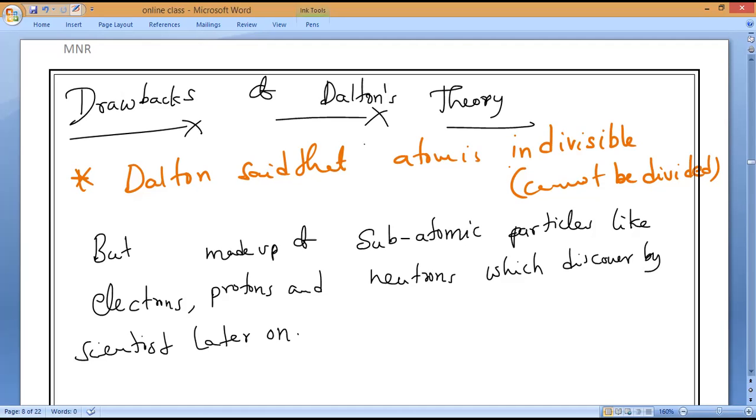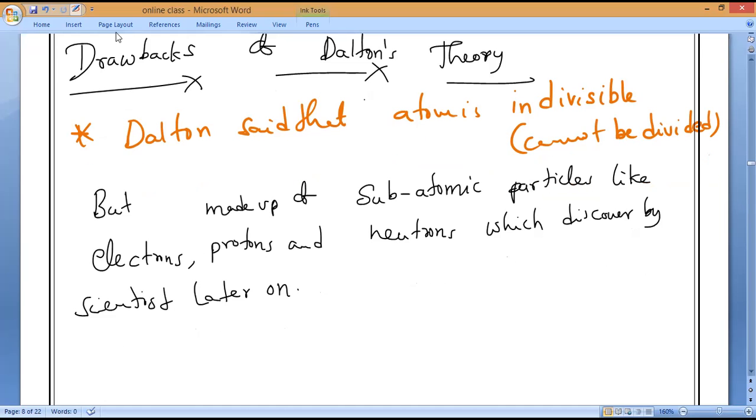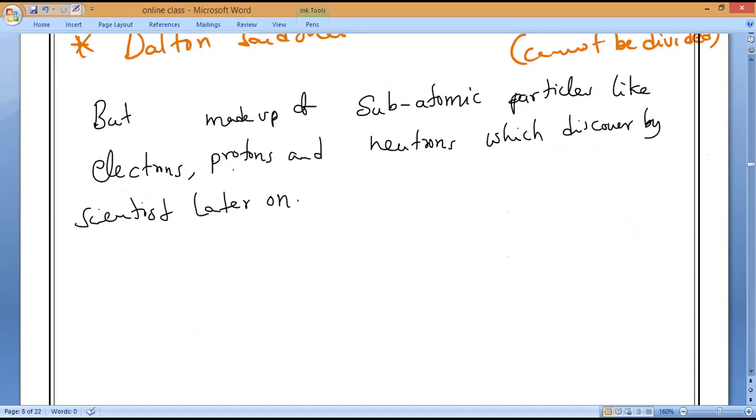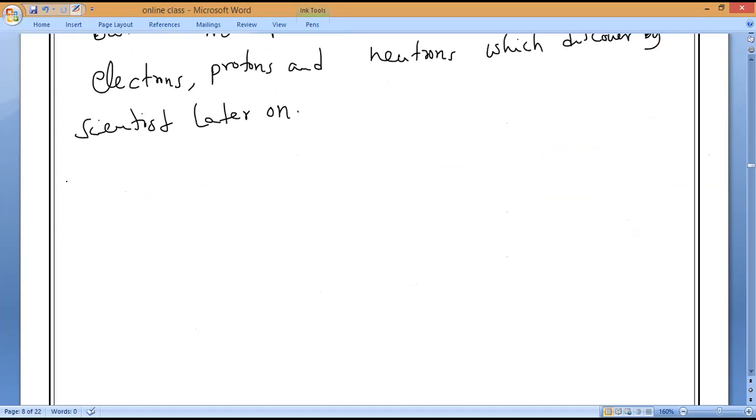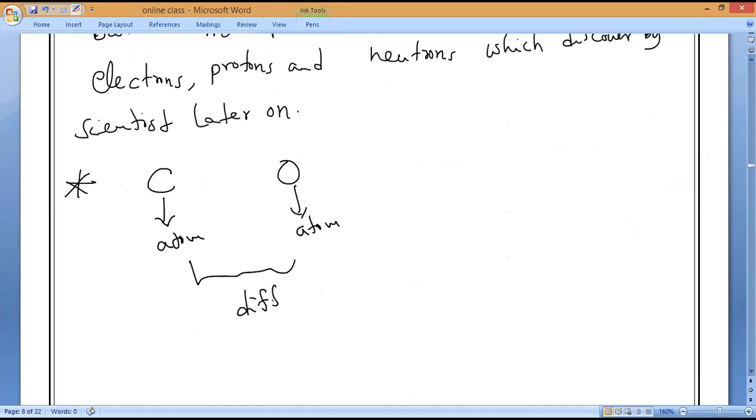Next, Mr. Dalton said something regarding mass. Can you tell me, everybody? Is the mass of every element the same? Suppose if I take carbon, if I take oxygen. So carbon atom and oxygen atom, is the mass same or different? Different, sir. Different mass. But if I take carbon and carbon, now is it same or different? Hari?